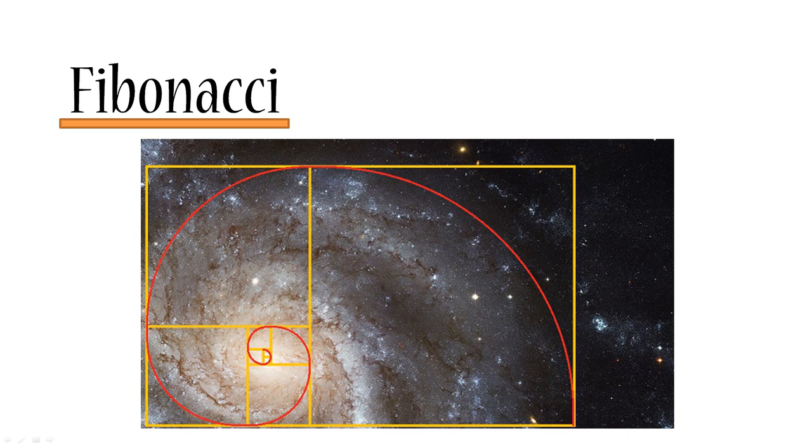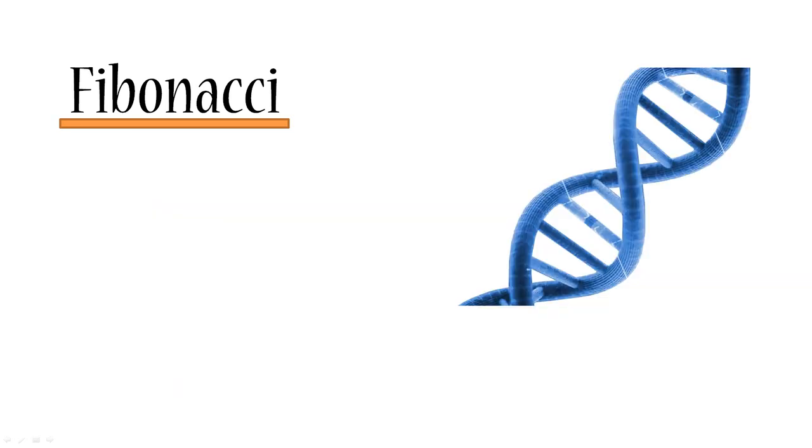Some galaxies, not all of them, but some spiral galaxies also follow the golden spiral pattern. So it kind of makes you wonder, how come the Fibonacci ratio can be seen in so many parts of nature? Let's take one more example. Let's take the human DNA.